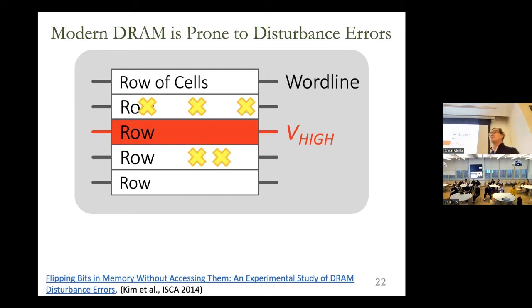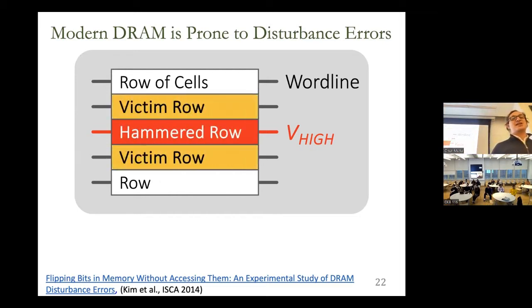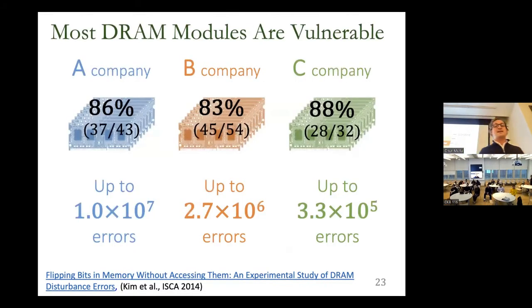Now, clearly, this should not happen, right? You're just reading from this row, and you're not touching anything else. Nothing should change in memory. But we found out that some things are changing in memory, and we call them the victim rows, and we call this the aggressor or hammered row. And we found out that in more than 80% of the DRAM modules we tested, we get these bit flips.